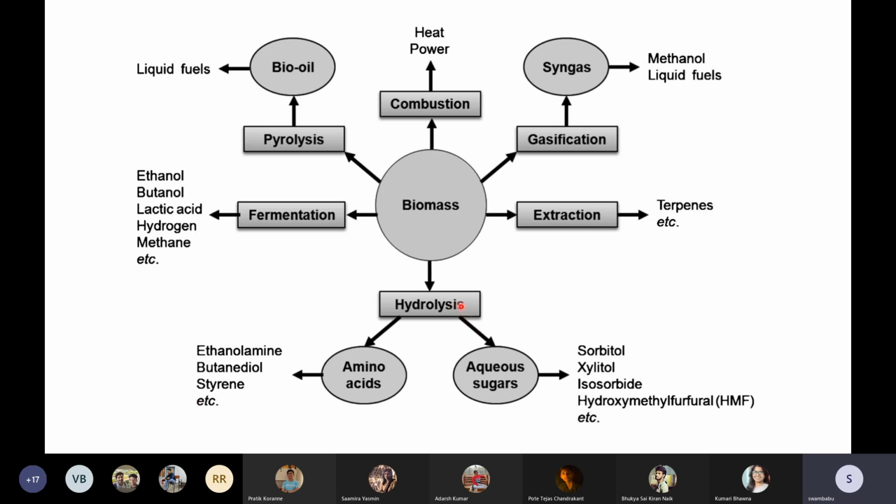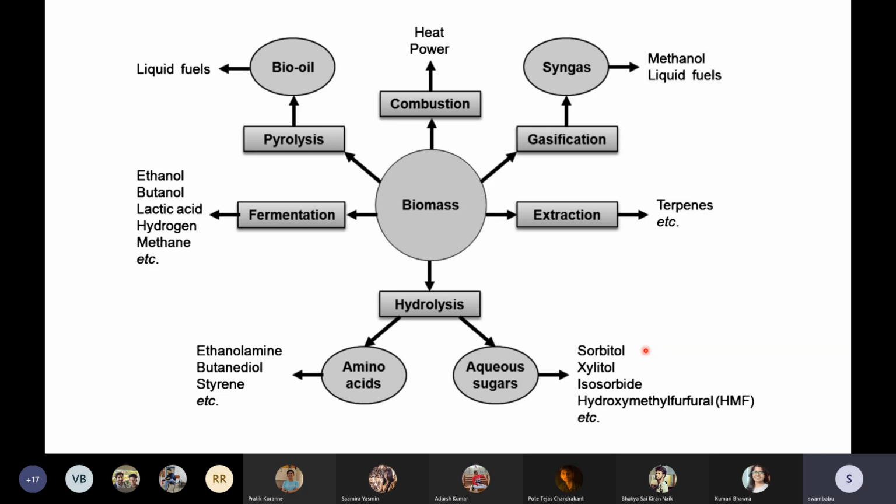Now, if you do hydrolysis severely at 350 degrees centigrade, then the hydrolysis produces aqueous sugars. From those aqueous sugars you can produce sorbitol, xylitol, isosorbide and HMF. These are very important solvents used in the pharmaceutical industries.